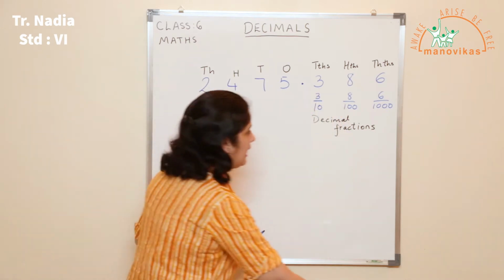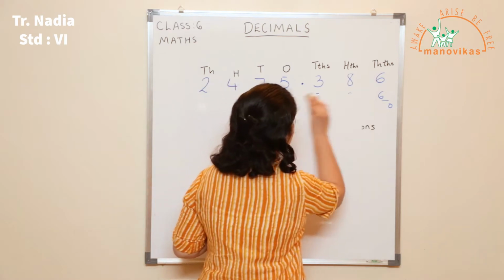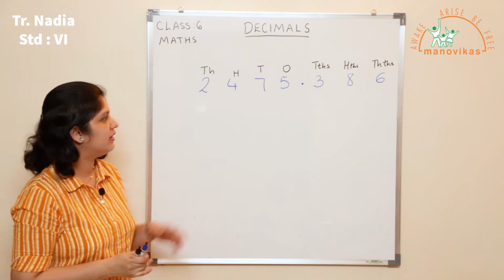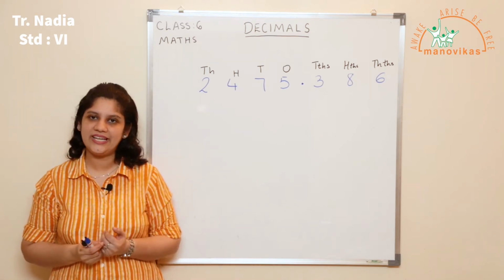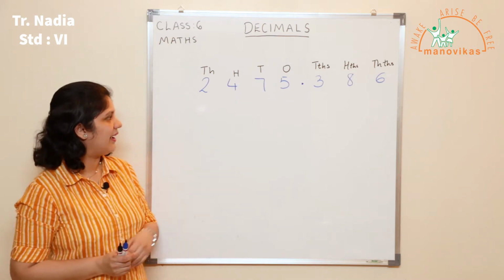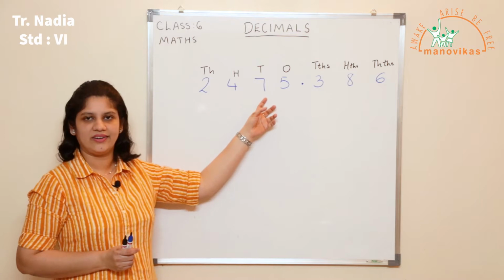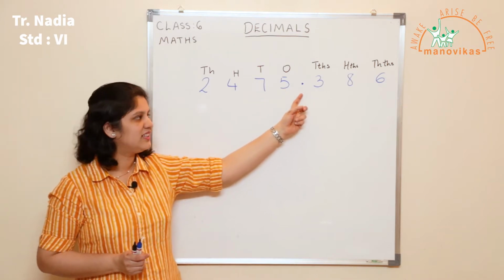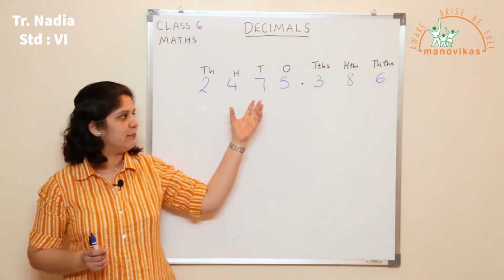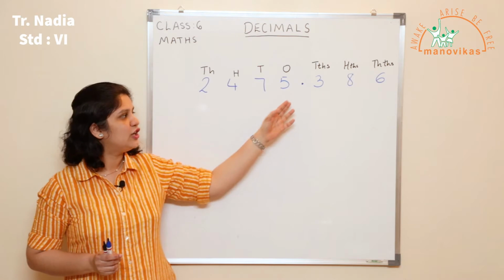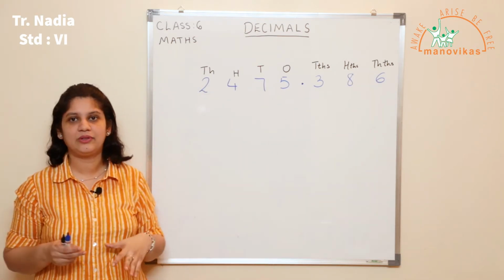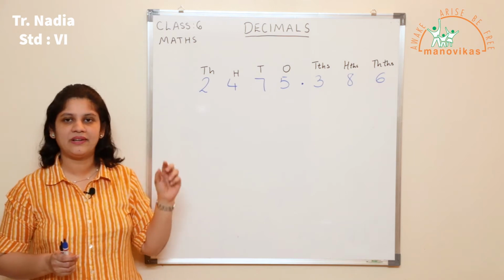Now, if I want to write this in the expanded form, how would I write it? Okay, before going to the expanded form, I want to tell you all how we would read this number. This is a very important thing. This number would be read as 2475 point 3 8 6. Now please remember children, when you have decimal numbers, you never read the decimal part as 386. Never read them together, but they are read as separate digits.